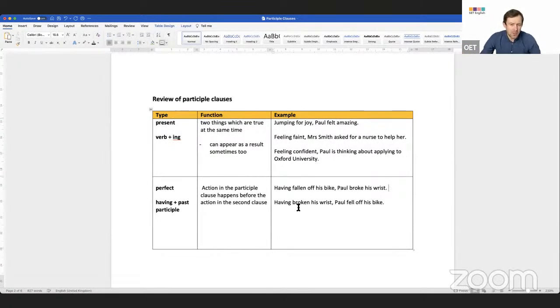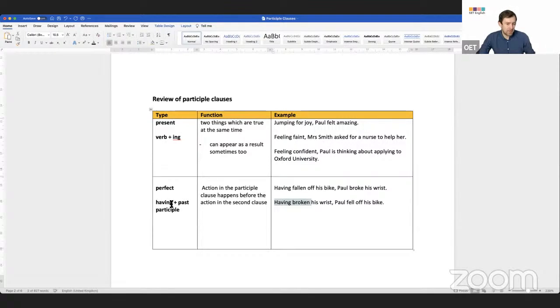If I say having broken his wrist, Paul fell off his bike, that makes me think that in an earlier incident, Paul had broken his wrist. I don't know how he broke it. Then he tried to ride his bike, but because he had a broken wrist, he fell off. And that's very different. And the reason I think that is because of using the perfect participle.